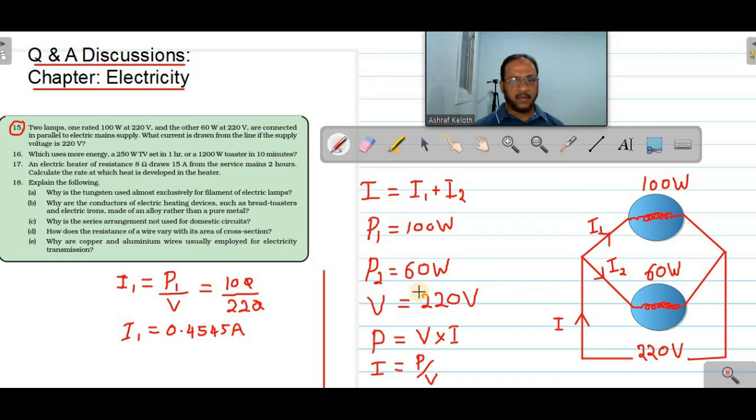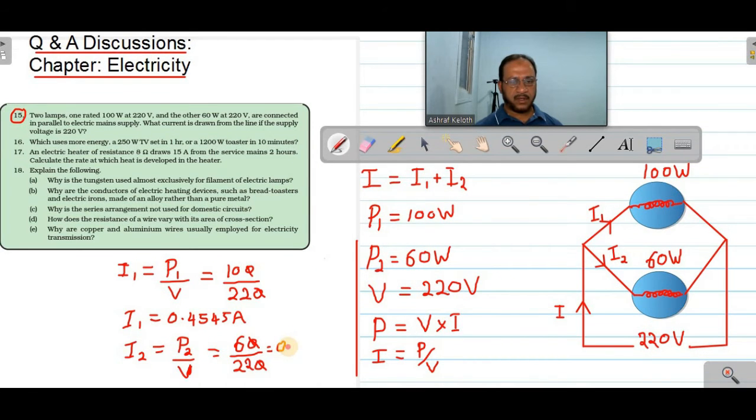The same way we can find out the current passing through the 60 watts bulb. I2, the current passing through the second bulb, is equal to P2 by V. V is the same for both. P2 is 60 watts, divided by 220. So 6 by 22, that is equal to 0.2727 ampere.